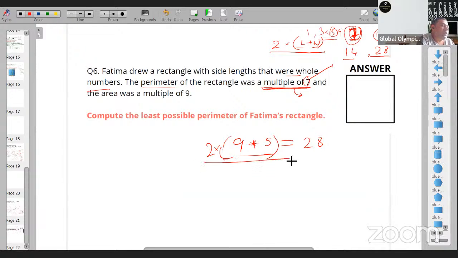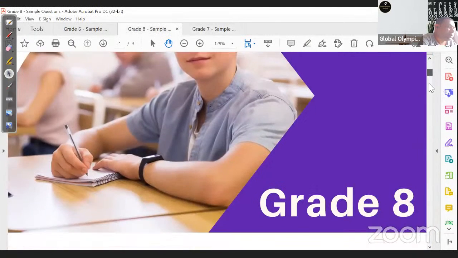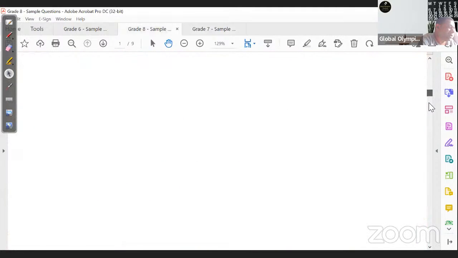Okay, so fine, we got this answer. All right. Let's go to the next one. Next one will be grade 8. Let's do the grade 8 one. These questions are relatively easy, not that difficult.